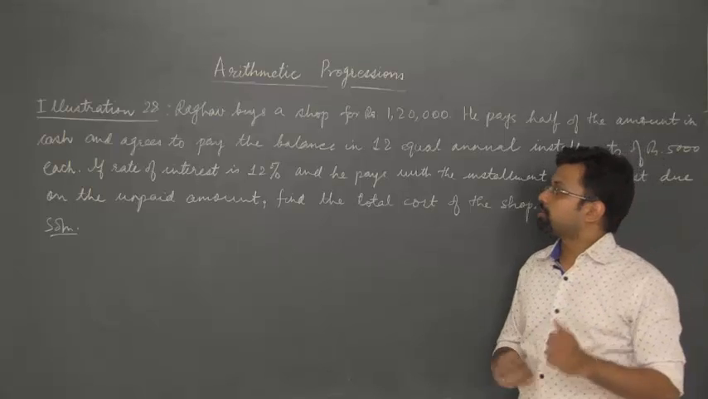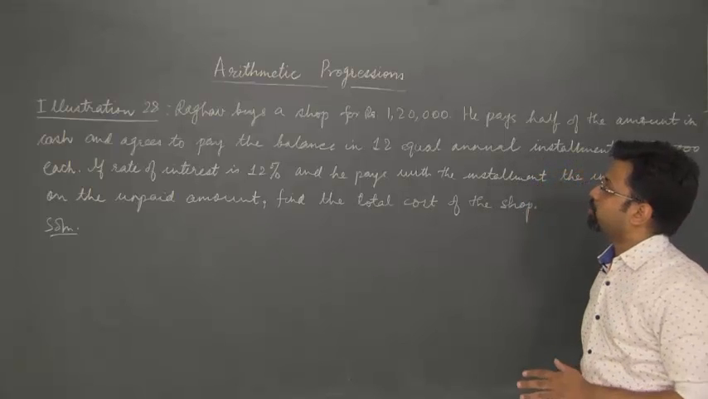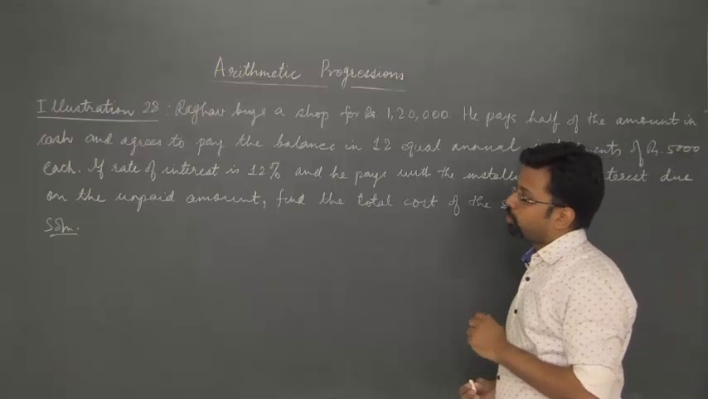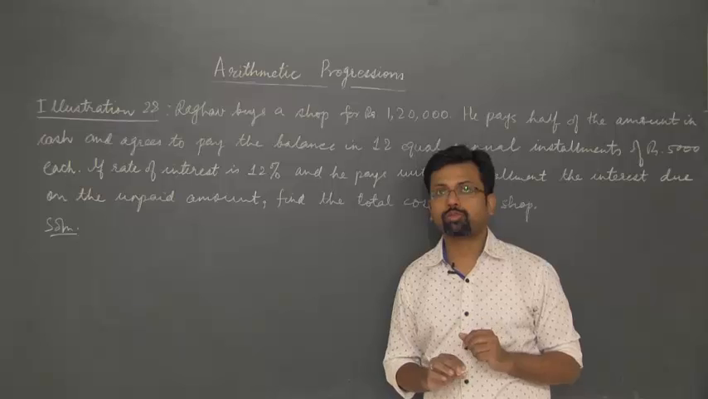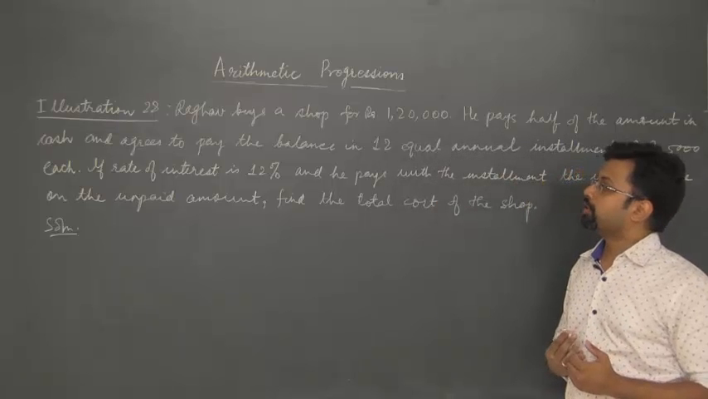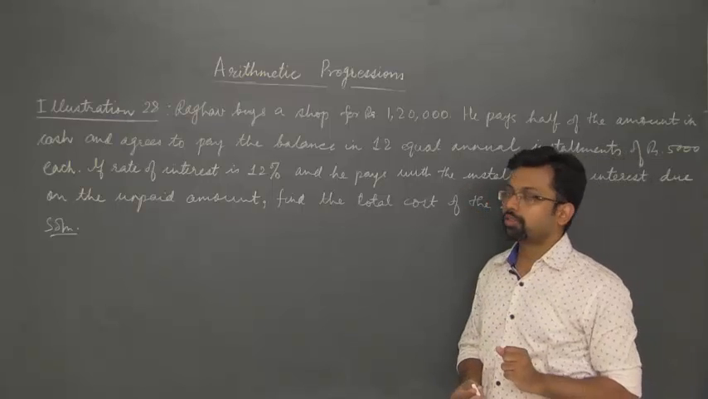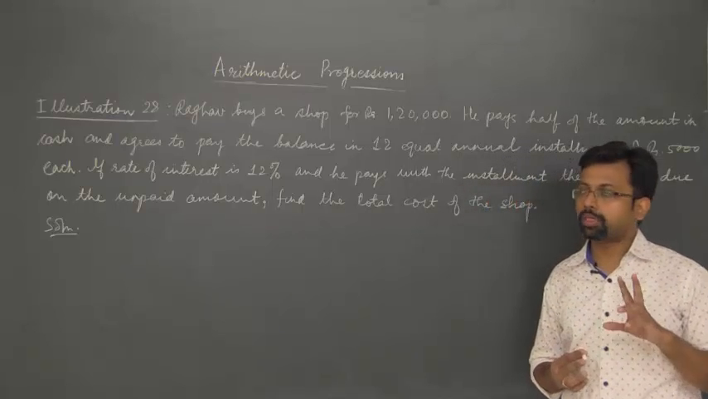Now what does this question say? It says that Raghav buys a shop for rupees 1,20,000 and he pays half of the amount in cash. So he pays 60,000 rupees upfront in cash and agrees to pay the balance. How much would be the balance? The balance would be 1,20,000 minus the cash that he has paid. So it will be 60,000.